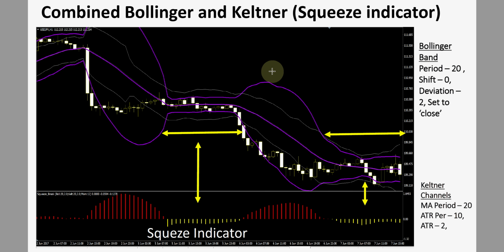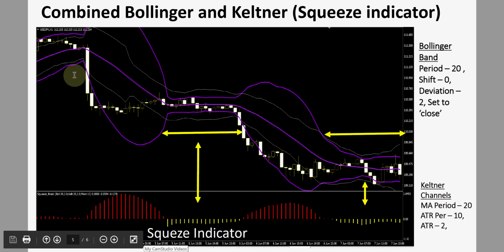So now we need to combine both of these indicators. When we combine these indicators, we result in a brand new indicator called the squeeze indicator.